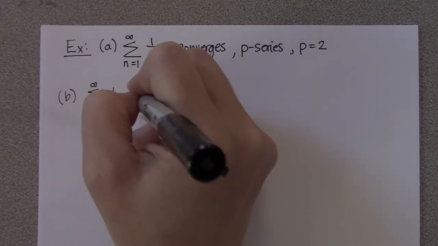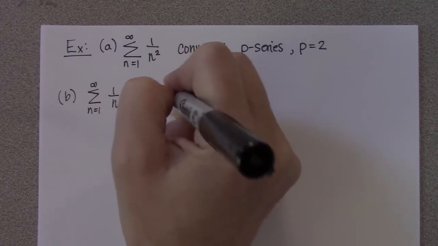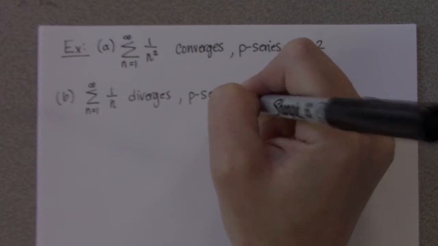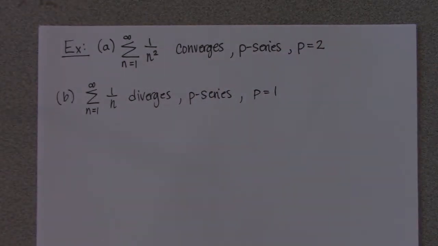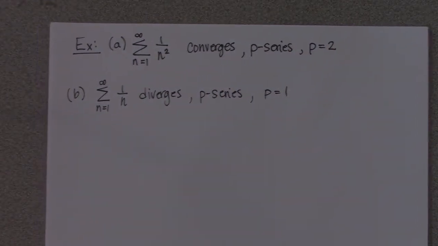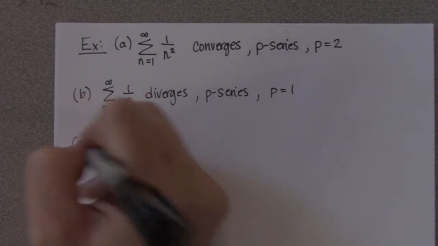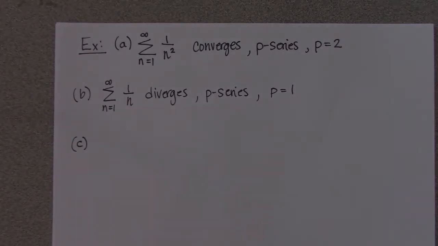One over n, right? We would say it diverges because it's a p-series and p equals 1. You could also say it's a harmonic series. Yep.